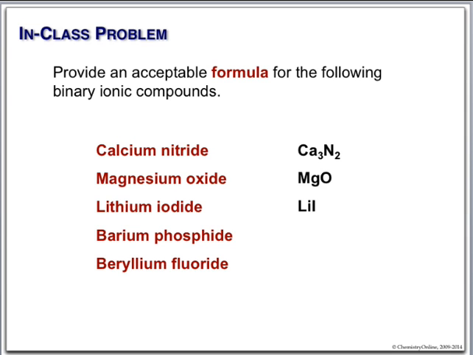Barium is in group 2, so it's a +2. Phosphorus is in group 5, so it's a -3. So again, we have +2, -3. Our -3 means we're going to need 3 bariums. Our +2 means we're going to need 2 phosphorus. Ba3P2.